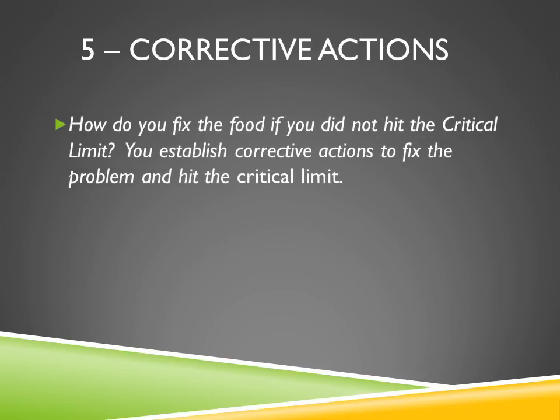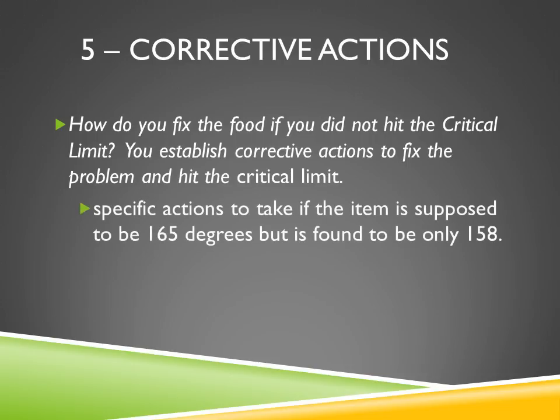So we monitored the critical limit and we found out, oop, we didn't hit it. So how do you fix the food if you didn't hit the critical limit? You establish corrective actions to fix the problem and to hit the critical limit. So what specific action do you take if the item is supposed to be 165 degrees in the oven, but it's found to be 158? In that case, you would just leave it in the oven longer.